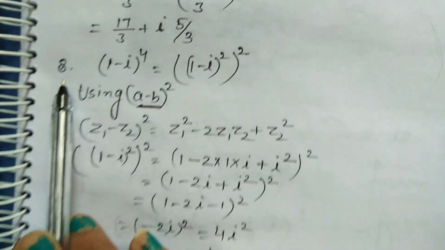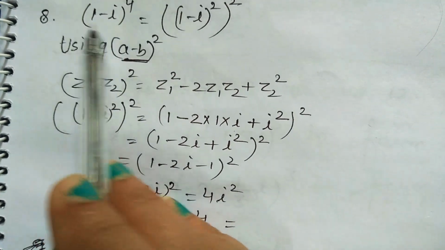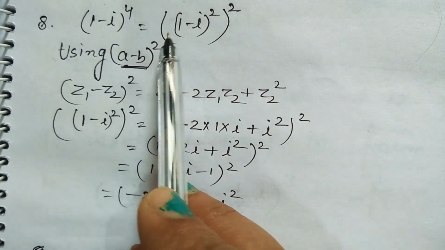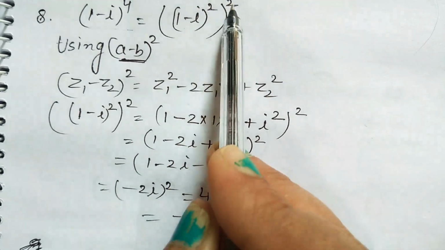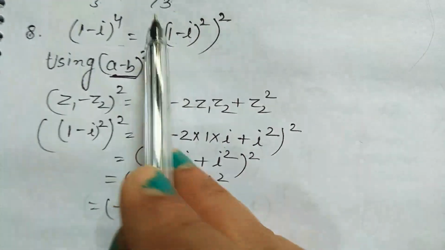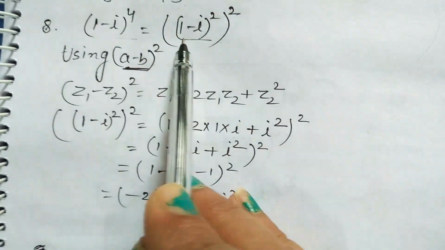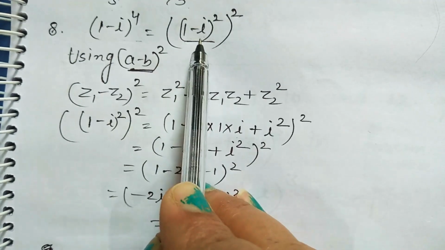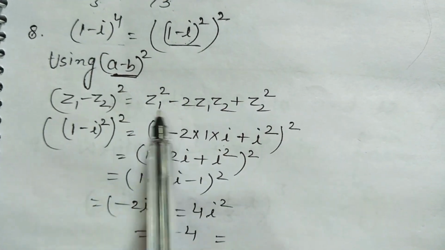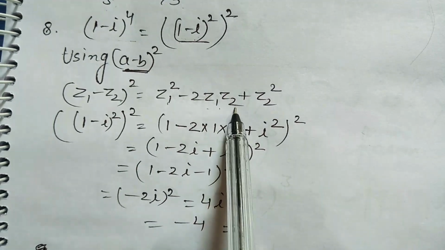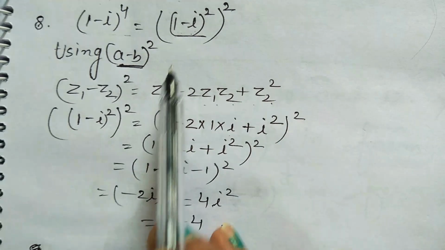Now look at question number 8. This is 1 minus iota whole power 4, which is equal to, we can write this as 1 minus iota whole square, and then whole square. And we know this identity in complex numbers: z1 minus z2 whole square is z1 square minus 2 z1 z2 plus z2 square. So what is z1 here?